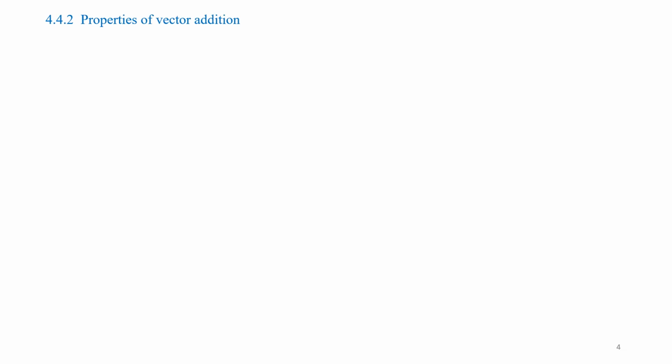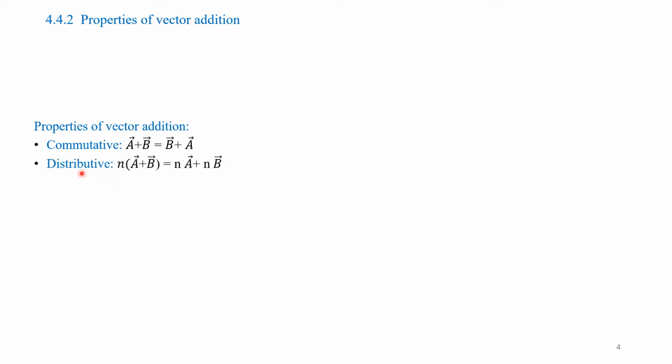Properties of vector addition. Commutative property, that is A plus B is equal to B plus A. That is, A can be written first or B can be written first. That is the commutative property. Distributive property. If you multiply n into A plus B, the result is n into vector A plus n into vector B.